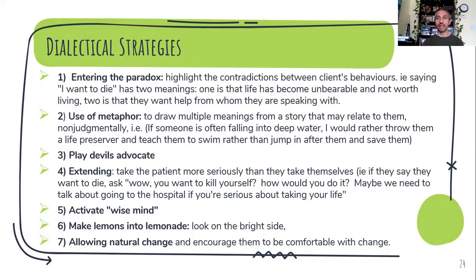They might have tried to end their lives on their own. They're telling us for a reason. And so the other meaning in that statement, if I want to die, could be that they want help from whom they're speaking with. And so you can see that there's a tension there between their feelings of wanting to die and also their feelings of wanting help so they don't actually die.